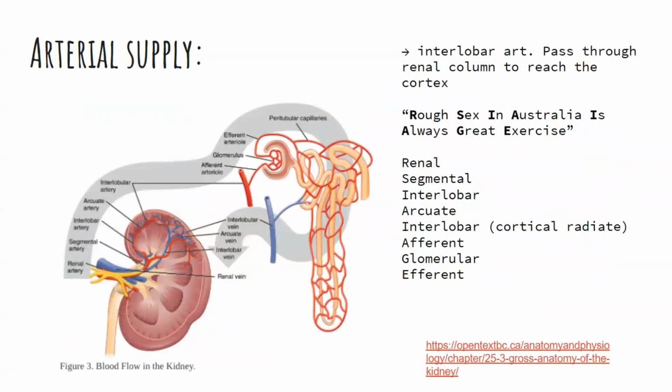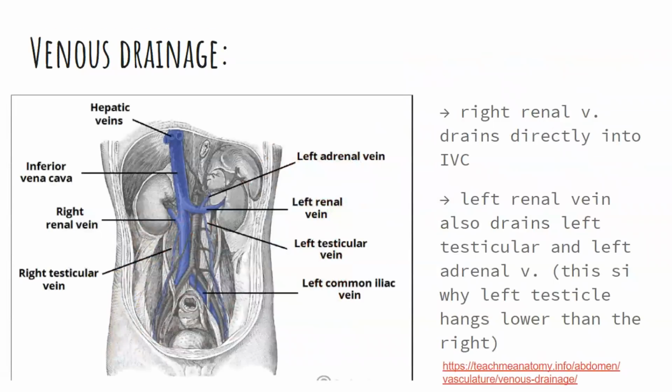So now the arterial supply. Pretty much just remember that mnemonic. It's not that important when you get to clinical years, but for preclinical, they love chucking in some really niche anatomy questions. And then you've got your venous drainage. Again, the right renal vein drains directly into your inferior vena cava, but the left renal vein has tributaries. So it also drains the left testicular and the left adrenal.